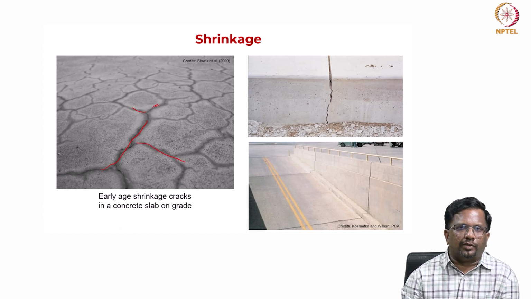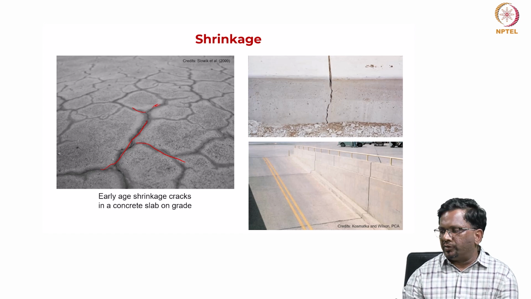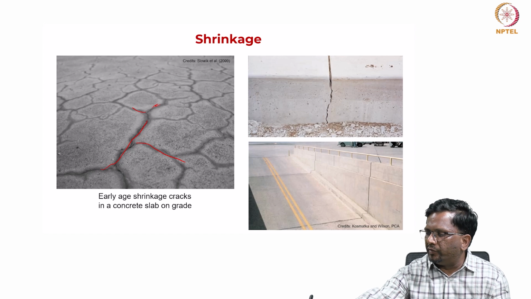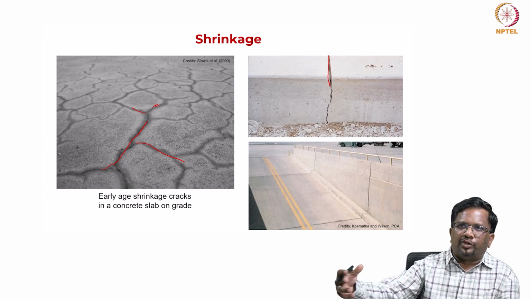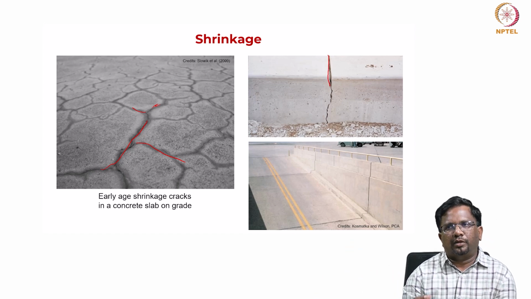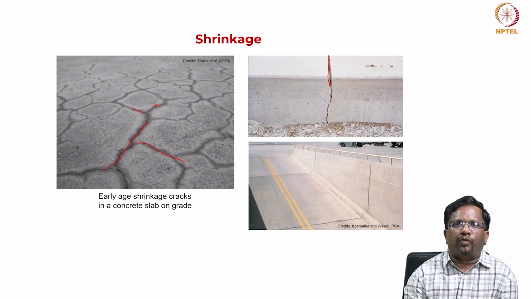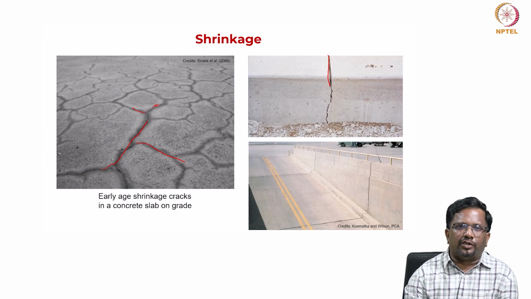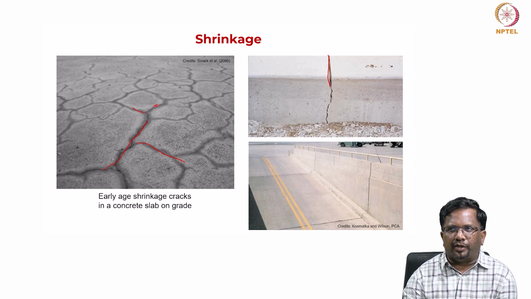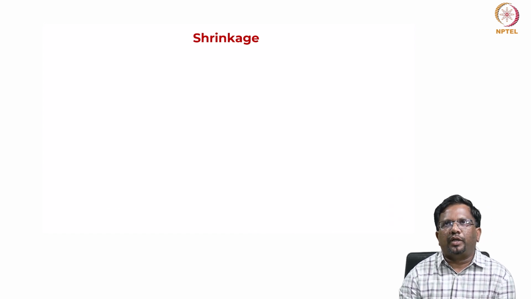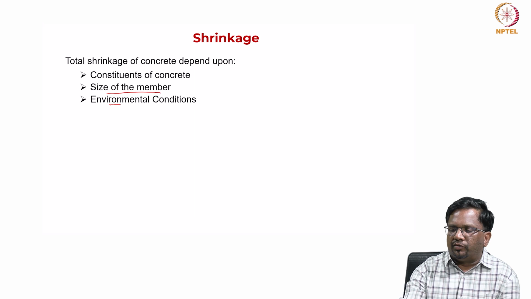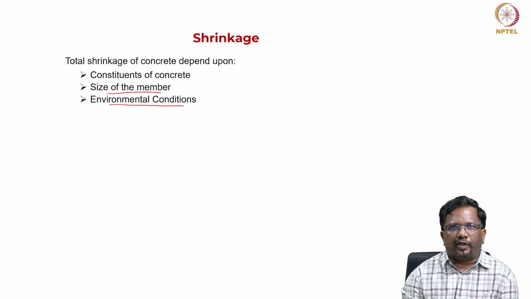These are the slab on grade cracks. To account for these volumetric changes, typically we put expansion joints or these kinds of joints. We cut the joint and we put some reinforcement, right? But you have to account for the temperature change that is happening, as well as the shrinkage and volumetric changes. Now, total shrinkage of concrete again depends upon the constituents of the concrete, size of the member, and also the environmental condition. These are the important factors.